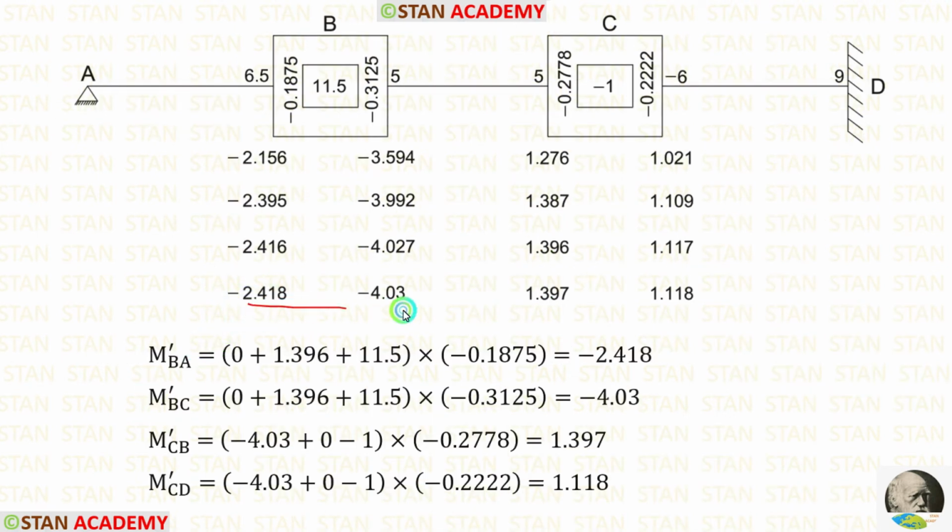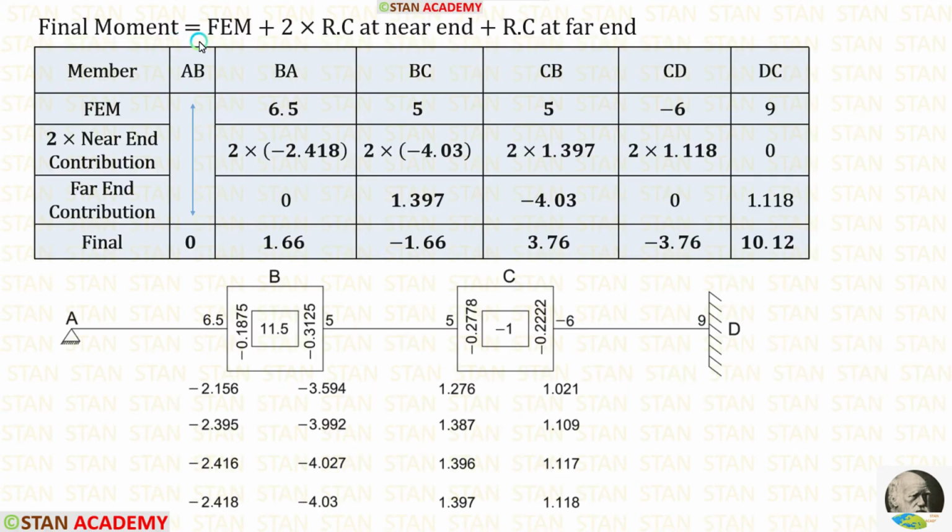Now let us make the fourth cycle. The fourth cycle should be made in the same way we did for the previous cycles. You can see the calculations. You can see that in the third and in the fourth cycles, all of the values are approximately same. So we can stop in the fourth cycle.